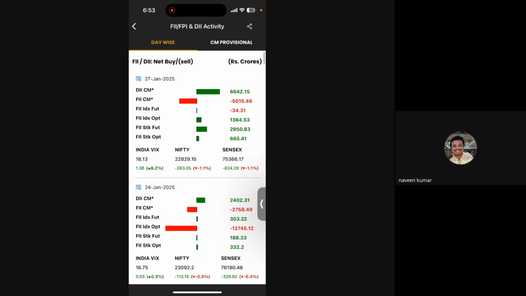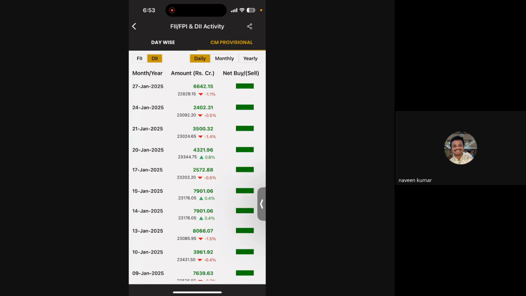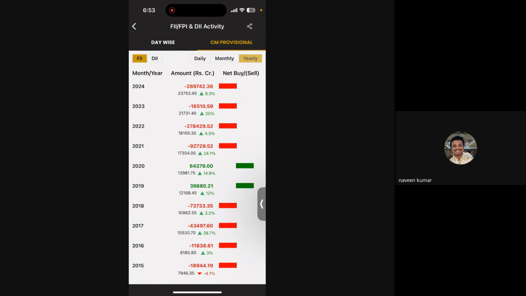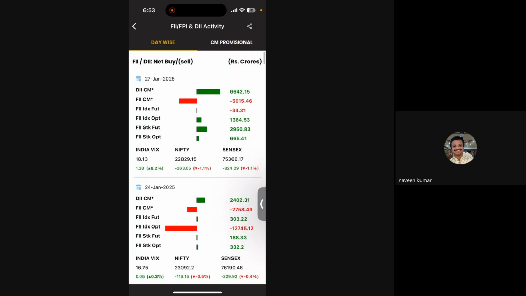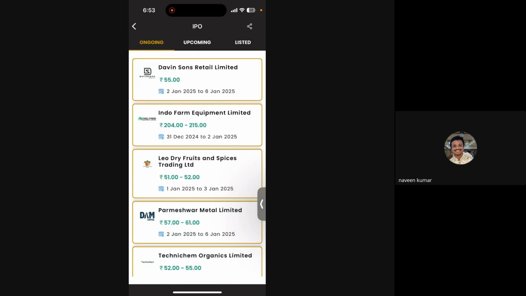The other features you will get are all FII, DII data day-wise, and you can see how FIIs have been selling daily and DIIs have been buying daily. You can check out the monthly report of what DIIs have been doing monthly, like in September month, there was a buy by FIIs, and yearly also you can check it out just to get an insight of what's happening across. You can see what the VIX was on day one, like 27th, what happened, what FIIs and DIIs are doing. Okay, so it gives a complete insight.